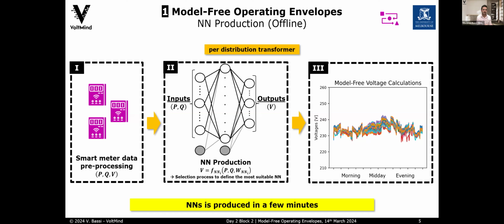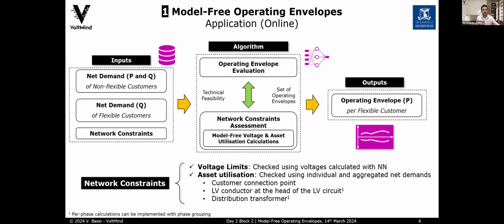Once we have defined the corresponding neural network, which can take a few minutes depending on the size of the studied low voltage network and the amount of data that we are using, this neural network is ready to be used in an online fashion to assess customer voltages for any DR what-if scenario, and thus determine the operating envelopes for flexible customers.